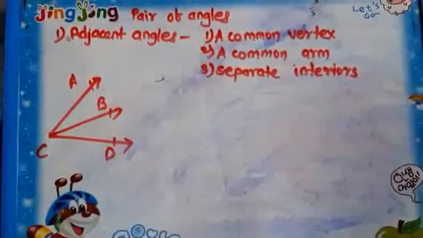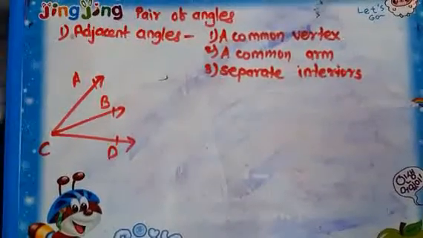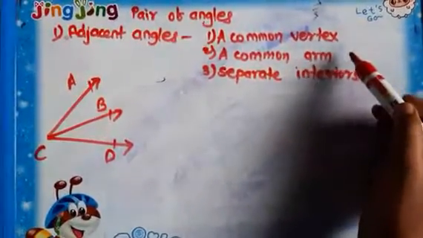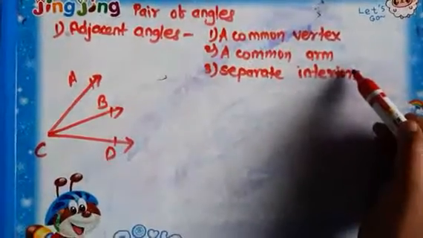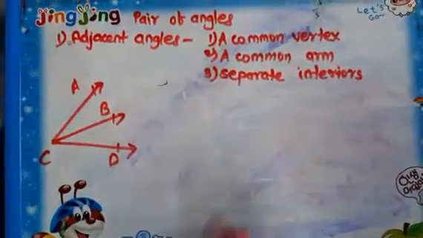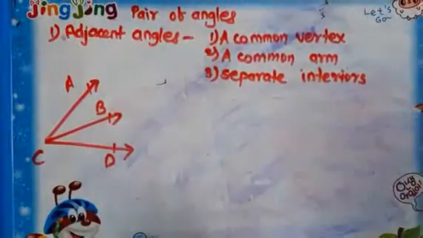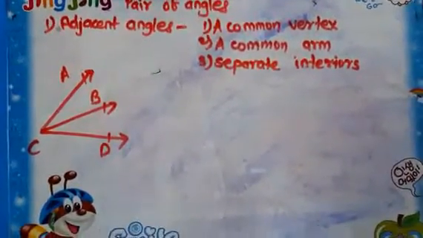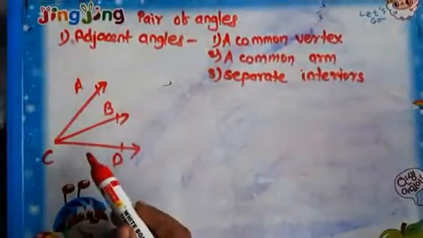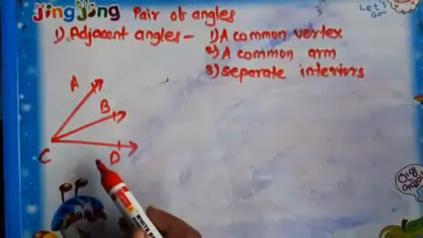For that, the pair of angles should satisfy three conditions. Those conditions are common vertex, common arm and separate interiors. Means the given pair of angles should satisfy these conditions, then only they are said to be adjacent angles. For example, we will see here are angles or pair of angles.